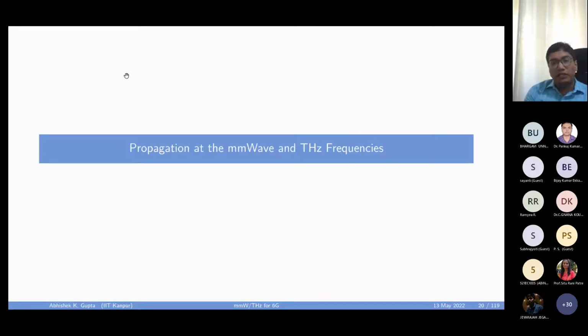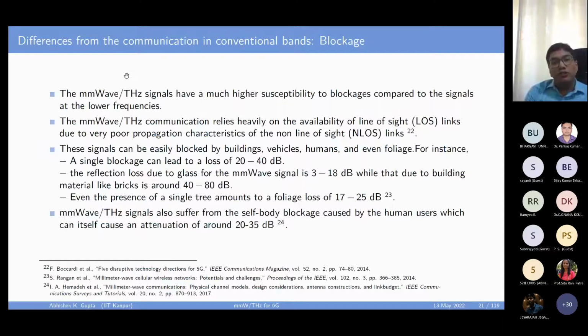So let us look at the propagation at millimeter wave and terahertz frequencies. I'm going to talk about the basic characteristics and how they make things different compared to sub-6 gigahertz. Let us look first at what is different in millimeter wave than the conventional bands. And the first one is blockage.